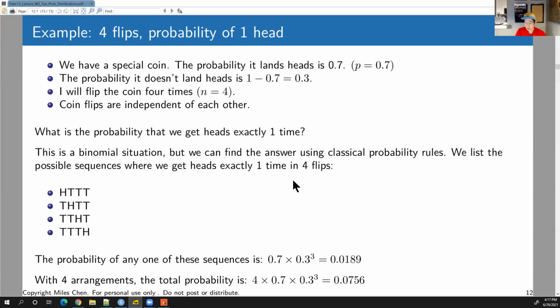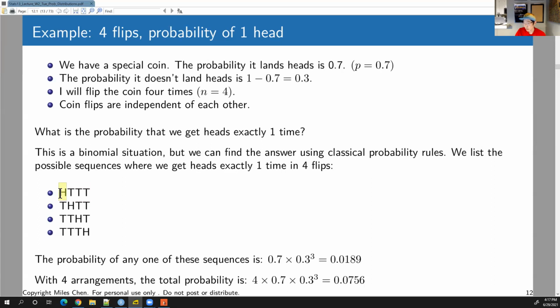So we're going to list off all the possible ways we can get heads exactly 1 time in 4 flips. That's heads, tails, tails, tails; tails, heads, tails, tails; tails, tails, heads, tails; and tails, tails, tails, heads. Those are the 4 outcomes, and there's no other way to flip the coin 4 times and have heads exactly 1 time. And if you look at any one of these sequences and ask, what is the probability of getting this exact sequence?